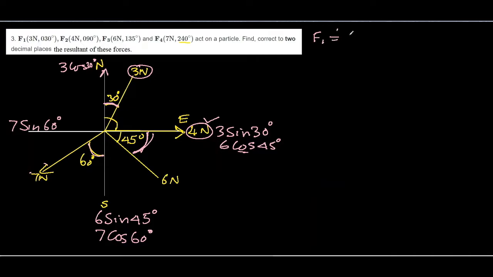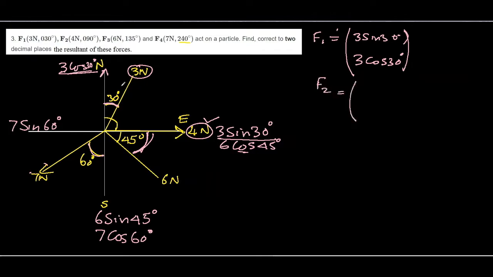So first we will write the x component of F1. The x component, which is in the horizontal direction, is 3 sine 30. Now in the vertical direction it is 3 cos 30. And this is force 1. Let's write force 2. The force 2 is 4 newton and we know it is only in the x direction, complete 4. There is no y direction, so it will be 0.